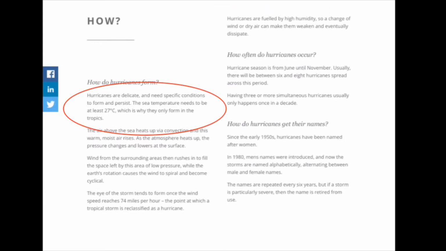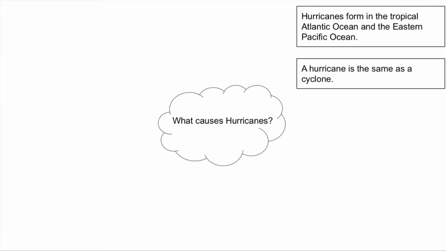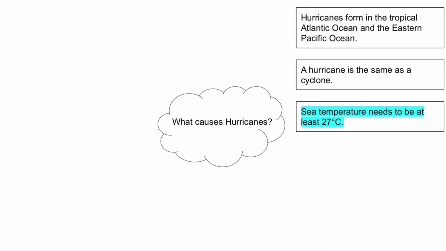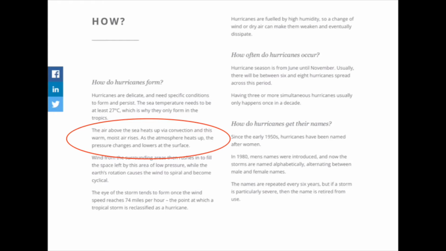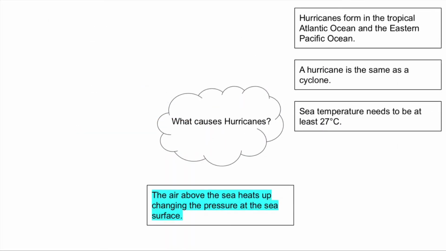Hurricanes are delicate and need specific conditions to form and persist. Sea temperature needs to be at least 27 degrees Celsius, which is why they only form in the tropics. The key information that we can put into our mind map is the sea temperature needs to be at least 27 degrees Celsius. The air above the sea heats up via convection. This warm, moist air rises. The atmosphere heats up, the pressure changes and lowers at the surface. Key information here is that the air above the sea heats up, changing the pressure at the sea surface.